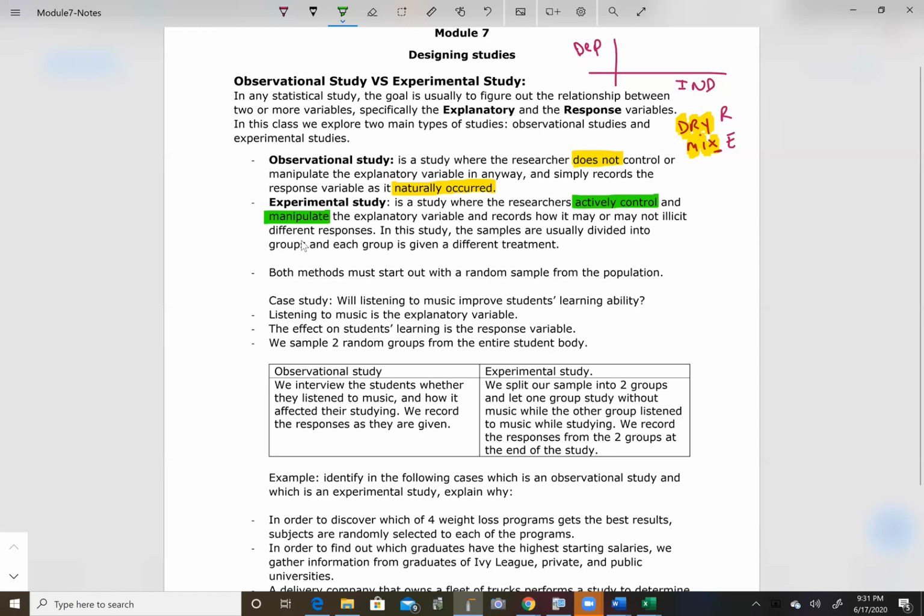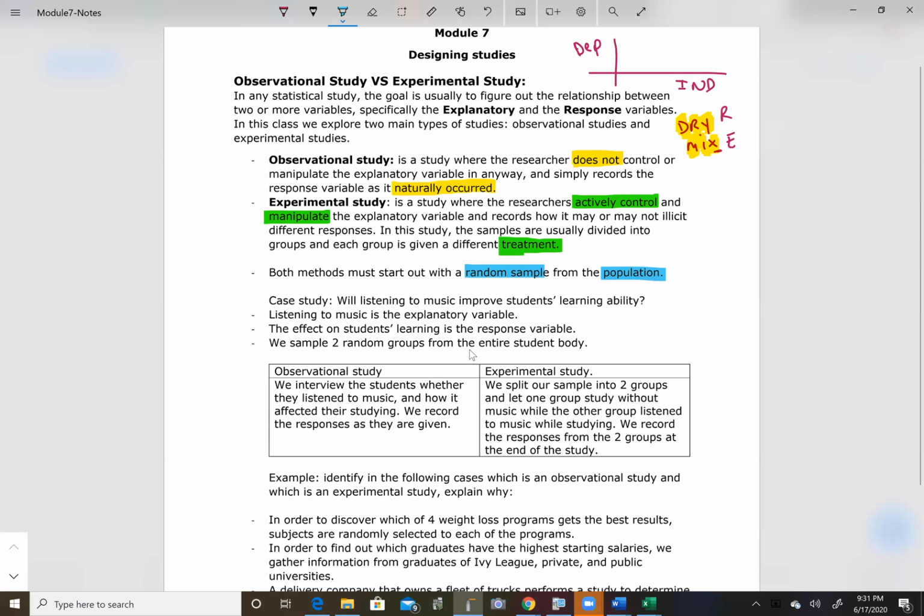In this study, the samples are usually divided into groups and each group is given a different treatment. So this word is important. Treatment is like the experiment, what's happening. Both methods must start out with a random sample. Both experiments start out with a random sample from the population. Okay, so let's look at an example.